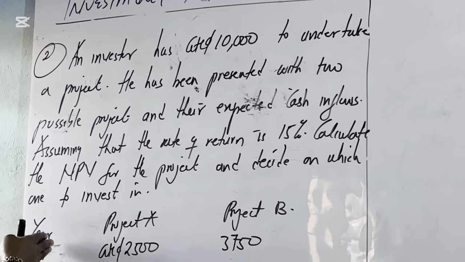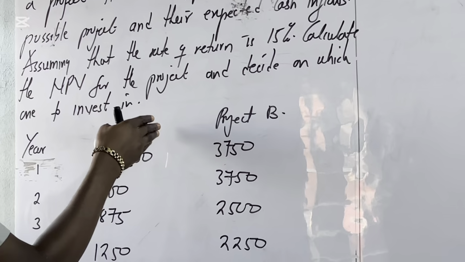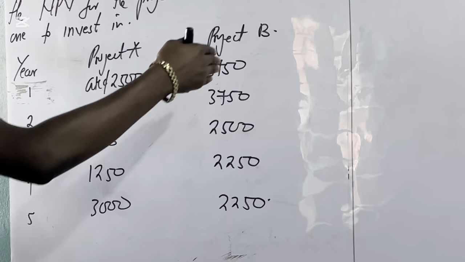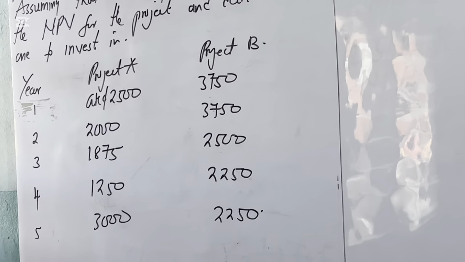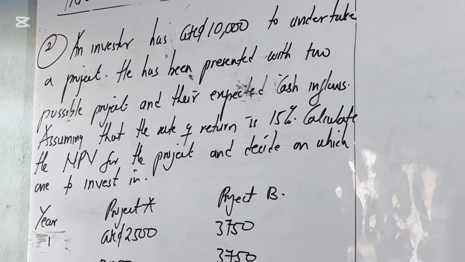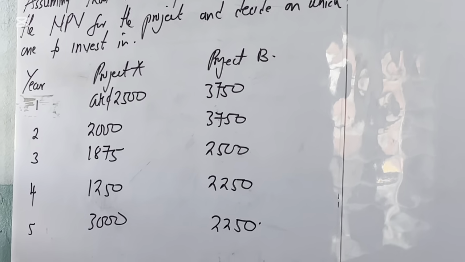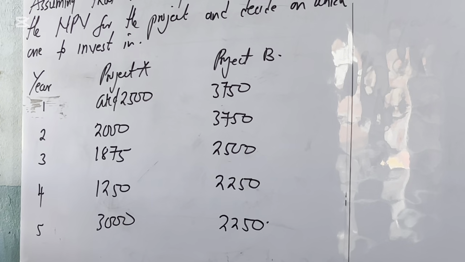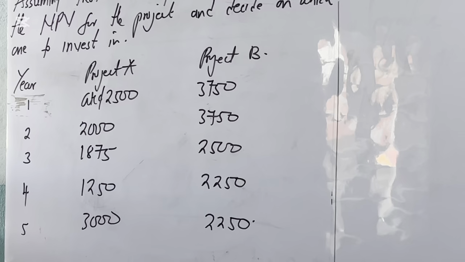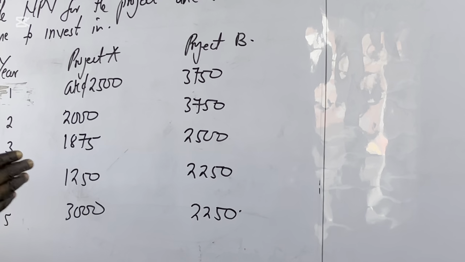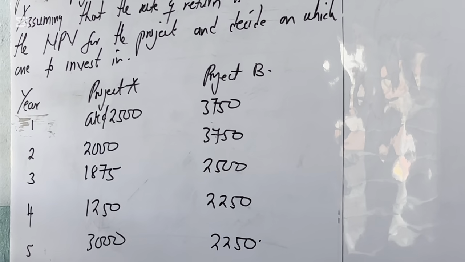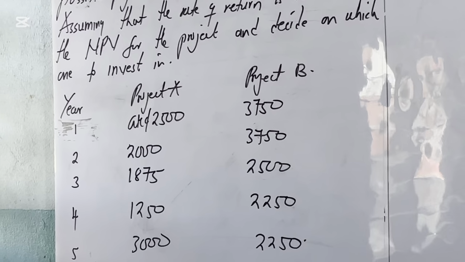So you see here, we have the years 1 to 5, then we have the expected cash inflow for project A, and then the expected cash inflow for project B, assuming we have 10,000 Ghana cedis in hand. So we are going to decide which of these projects to undertake. Remember, the rule states that you go for the project that offers a higher net present value. If one is positive and one is negative, you go for the positive one.